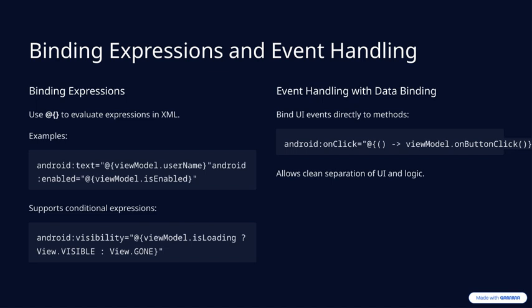Moving to event handling, with data binding, you can bind UI events directly to methods in your view model. For example, for a button click, you can write android:onClick equals @{viewModel.onButtonClick}. This approach keeps your UI code clean and separates it nicely from your logic, which is a core theme in modern app architecture. In essence, these binding expressions and event handling techniques streamline your code, making it more maintainable and aligned with best practices. They help connect your UI directly to your data and logic, fostering a clear separation of concerns.